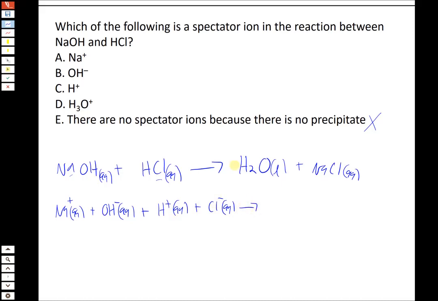And then on the product side, we have H2O, which is a covalent compound, so that's not going to be written in ionic form. That's going to be written as H2O. But then we still have an ionic product, sodium chloride, which will remain as Na plus and Cl minus.